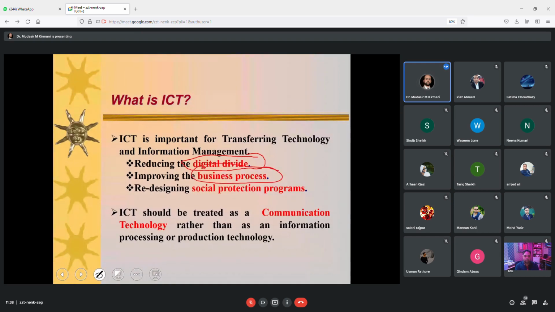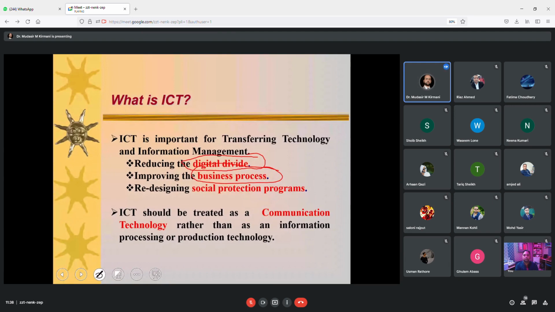Then this ICT has helped us in improving our business processes. Business process doesn't mean that you are doing business for a particular attribute. Business process means whatever you do right from morning till evening. It can be how you are spending. It can be how you are managing things.